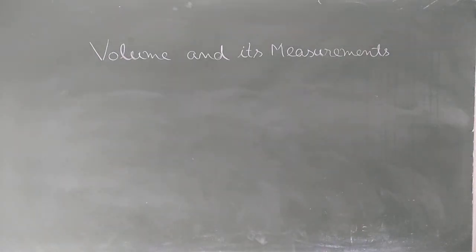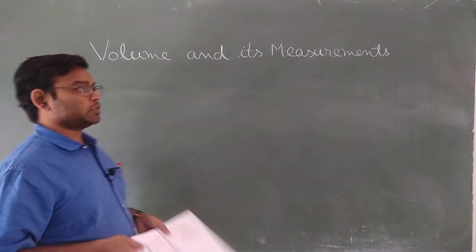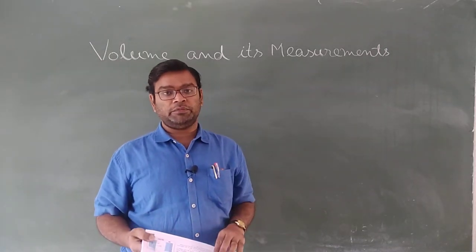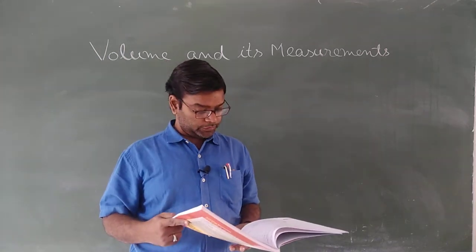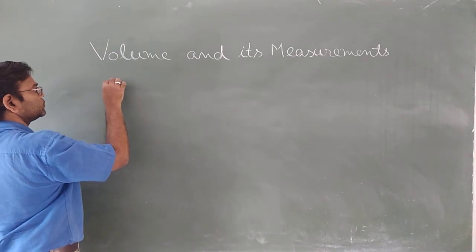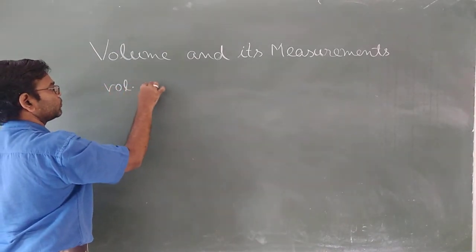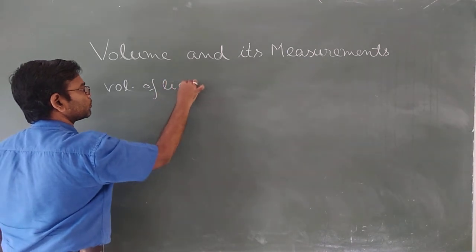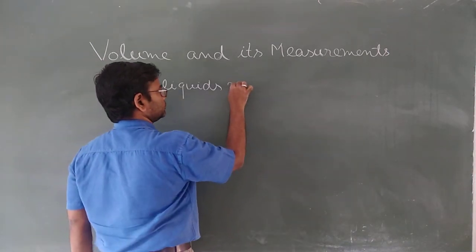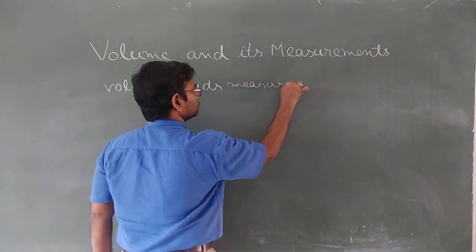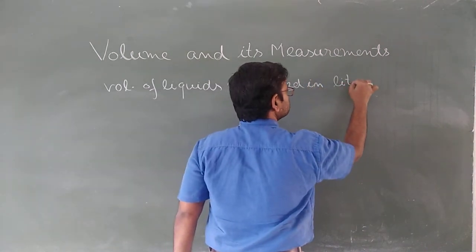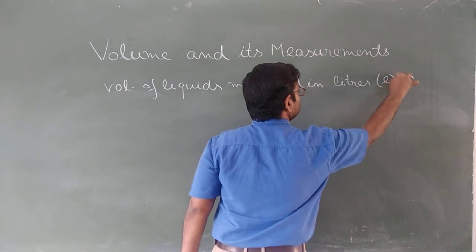Hello students, in this video we are going to discuss volume of liquid, how we measure the volume of liquid. Generally, volume of liquid is measured in liters, symbol is small l. Clear?